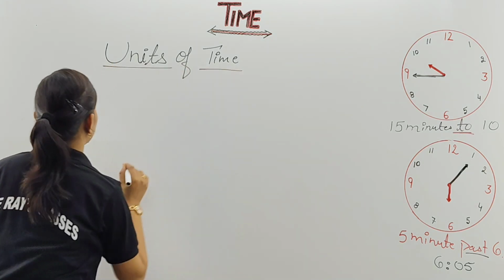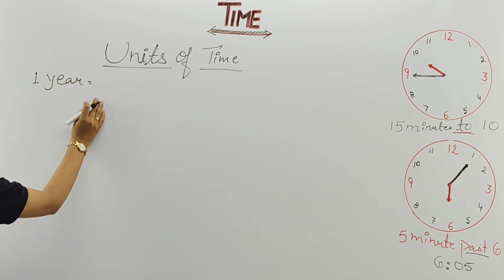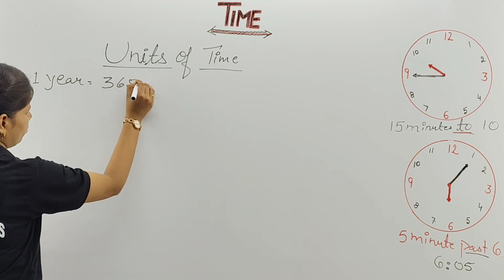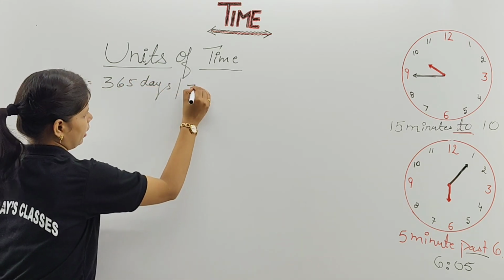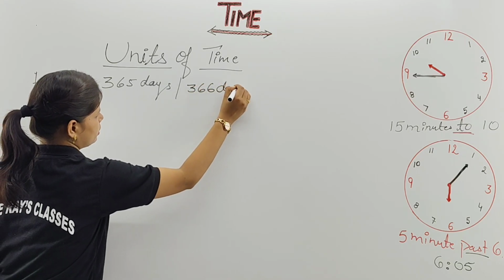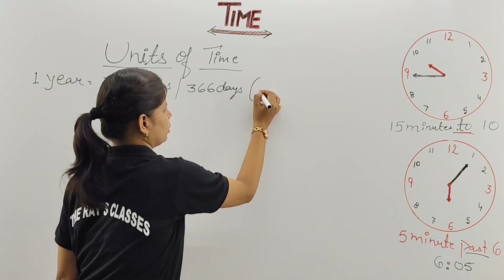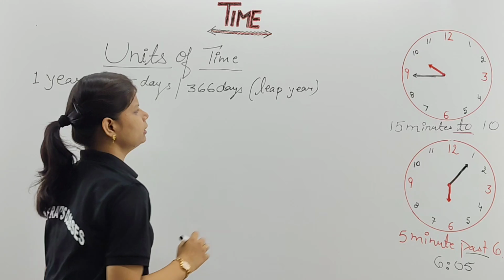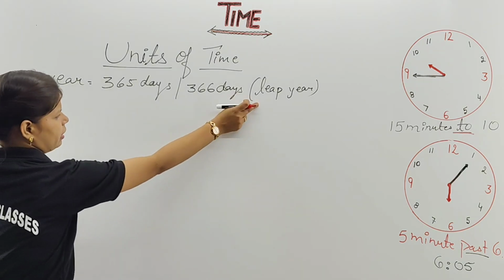Like you can write first, 1 year equal to how many days? We are having 365 days. But sometimes we are having 366 days, when we are having a leap year, and it comes after every 4 years. Clear? I think you note it down. 1 year equal to 365 days, or you can write 366 days when it will be a leap year.